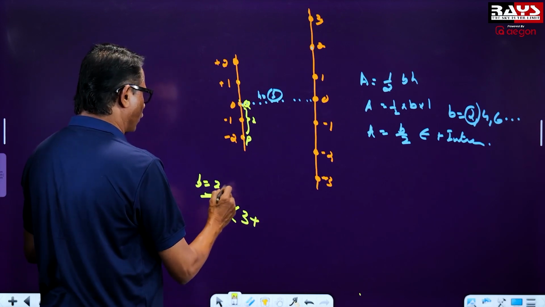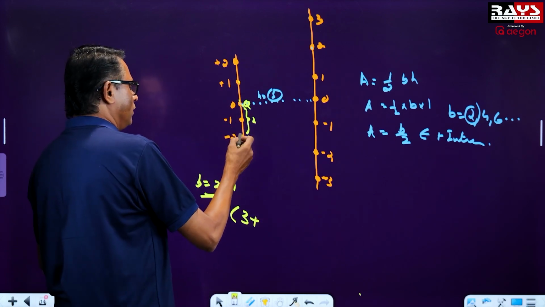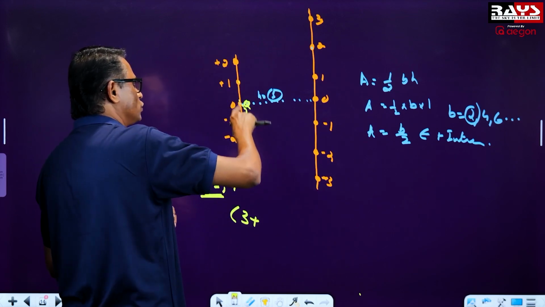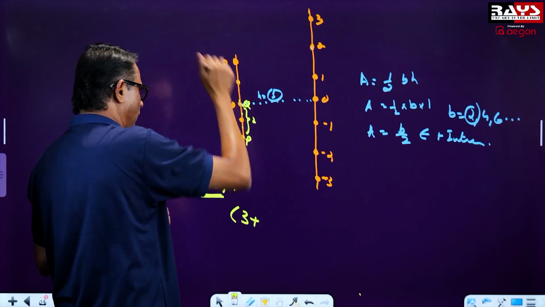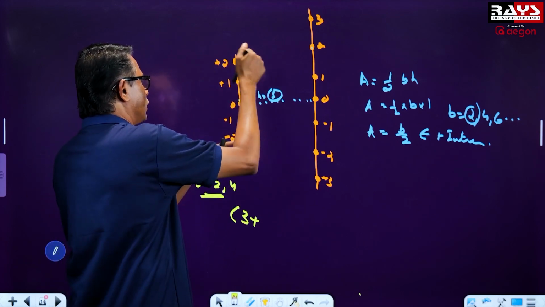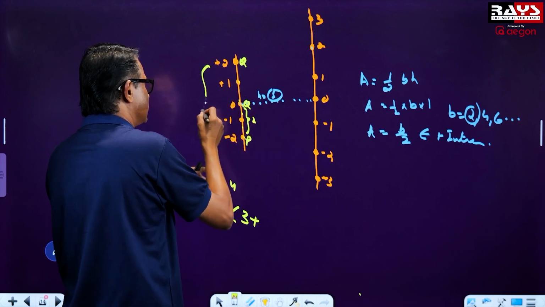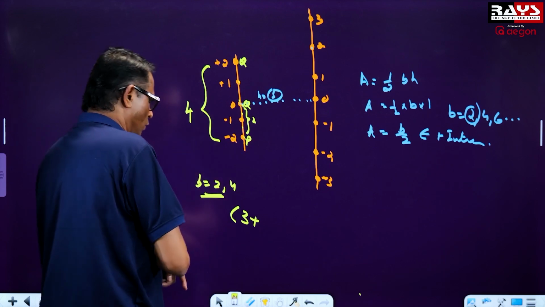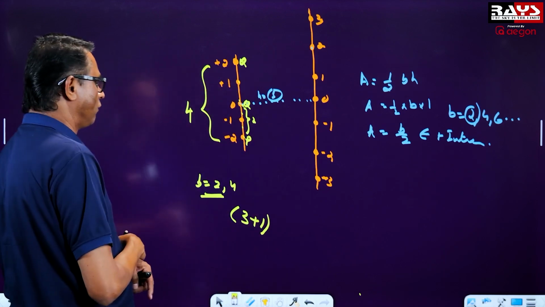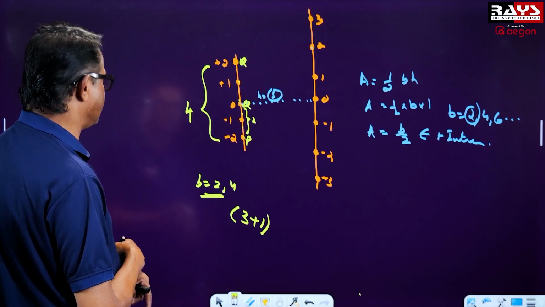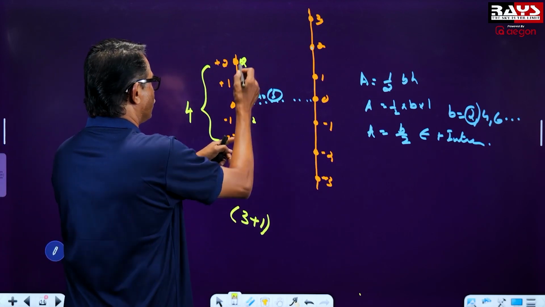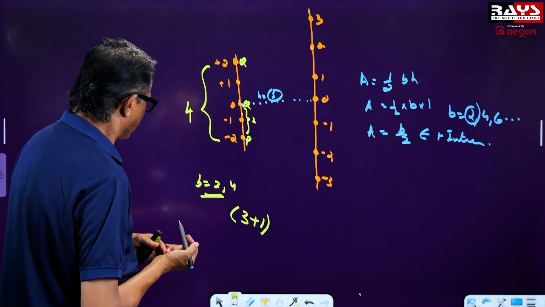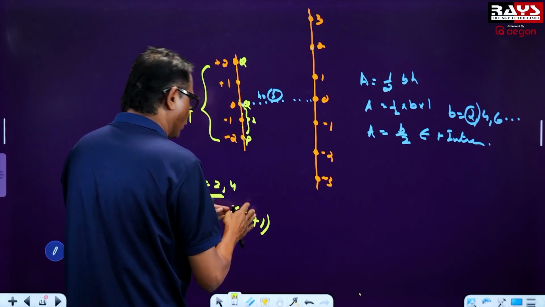Now b can be 4. When b is equal to 4, suppose P is this, then Q will be 1, 2, 3, 4. So how many cases are there? Only one case. P is here and Q should be here. So this total distance is 1 plus 1, 2, 2 plus 1, 3, 3 plus 1, 4. So 3 plus 1, only one case, because if you take P here, Q should be here. Understood? So 3 plus 1, into.